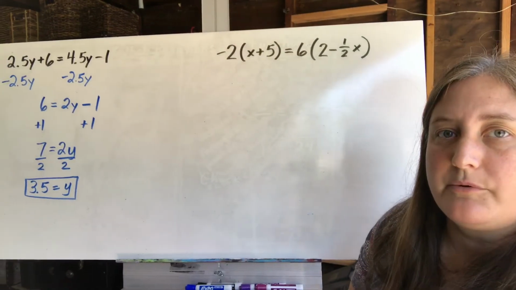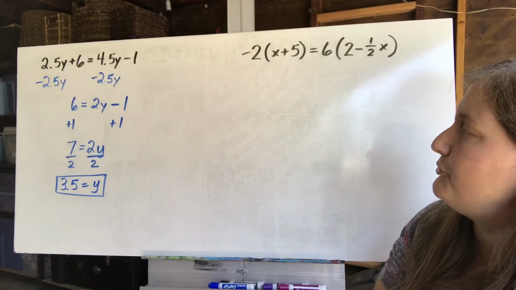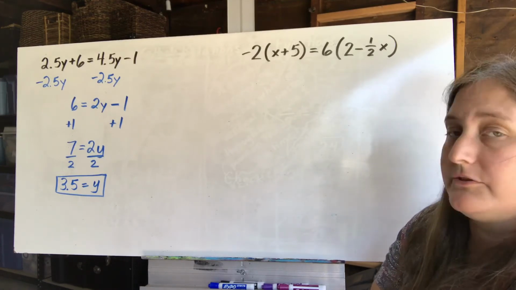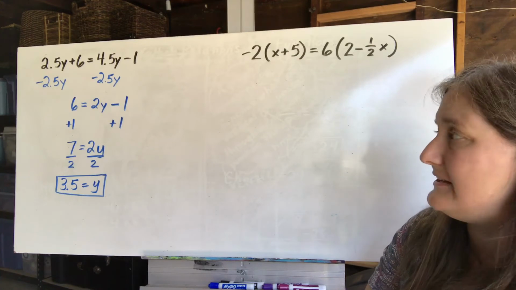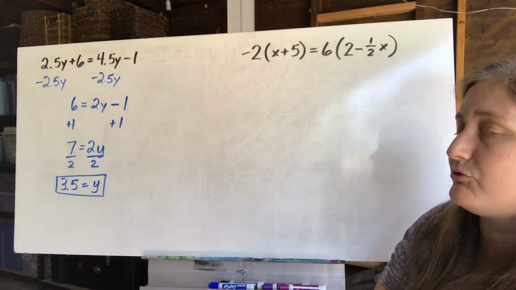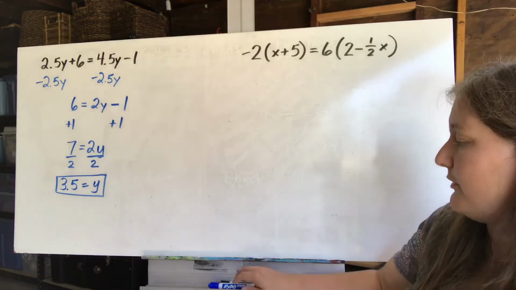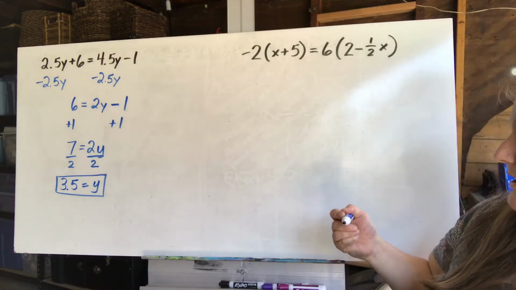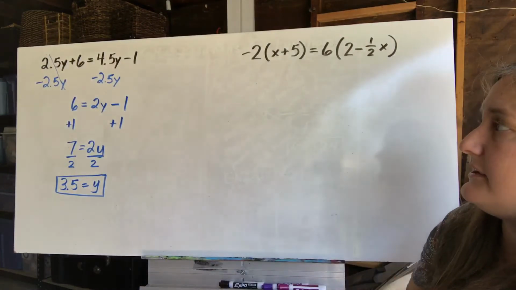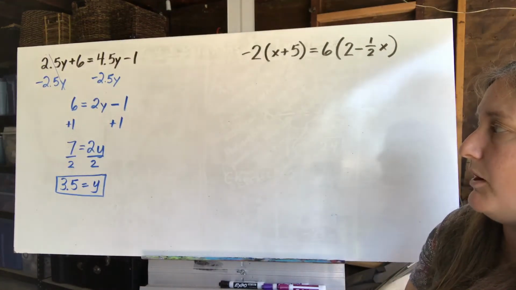So let's look at another one here. We've got 2.5y plus 6 equals 4.5y minus 1. So I have a y variable on each side. So in order to solve this one, I'm going to subtract 2.5y from both sides. And that will, on this side, cancel out. So I'll be left with 6 equals 2y minus 1.